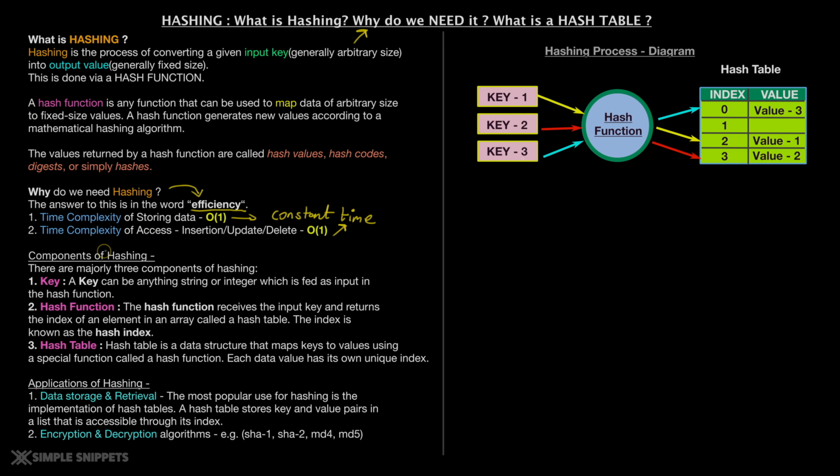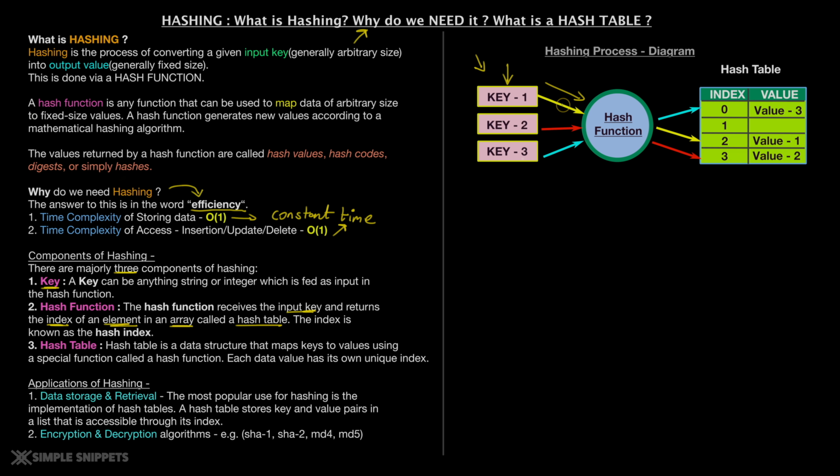Now, talking about the components of hashing. Basically there are three major components. One is the key, or you can also say the input. In the diagram over here, you can see this is the key on the left hand side. The second component is the hash function. The hash function receives this input key and returns the index of an element in an array called the hash table. So when you pass this key k1 into this hash function, it will return the index.